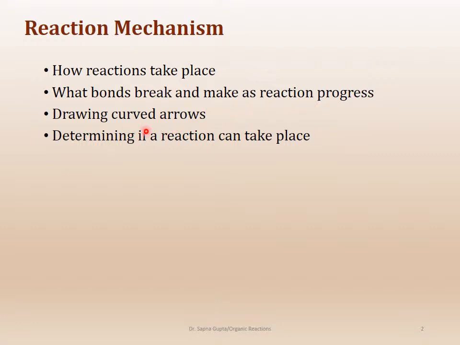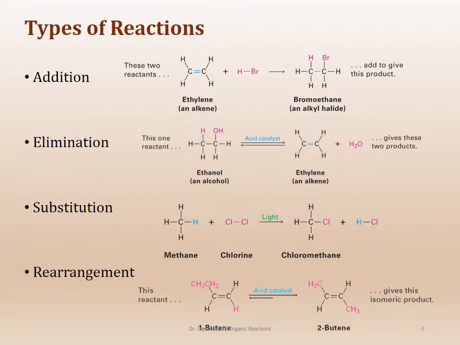We have to draw a mechanism of the reaction, which is the curved arrow. And then, of course, the big thing is, did a reaction even take place? So you have to be able to predict the possibility of a reaction, draw the mechanism, break the right bond, form the right bond. That is what is called a reaction mechanism.